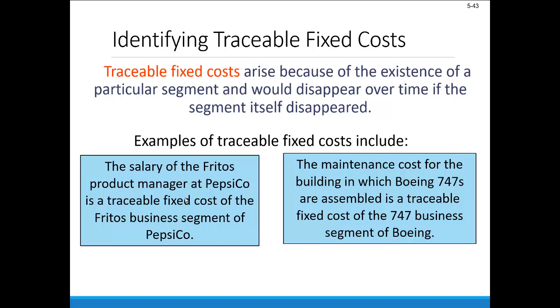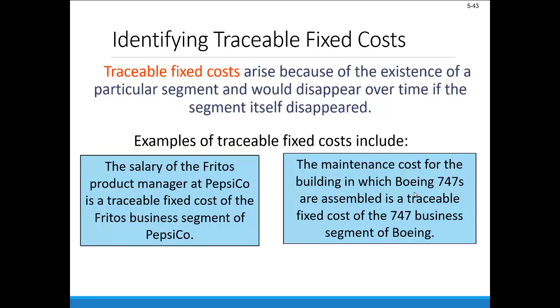The salary of the Fritos product manager at Pepsi, we'd say, is a traceable fixed cost of the Fritos segment. If Pepsi tomorrow decides they're not going to make and sell Fritos anymore, then they're not going to have a Fritos product manager, at least for much longer. Similar idea, the maintenance cost of the building in which Boeing makes 747s is a traceable fixed cost of the 747 business segment. If Boeing decides they don't want to make that aircraft anymore, then the maintenance costs associated with that building would go away, at least over some reasonable time frame.